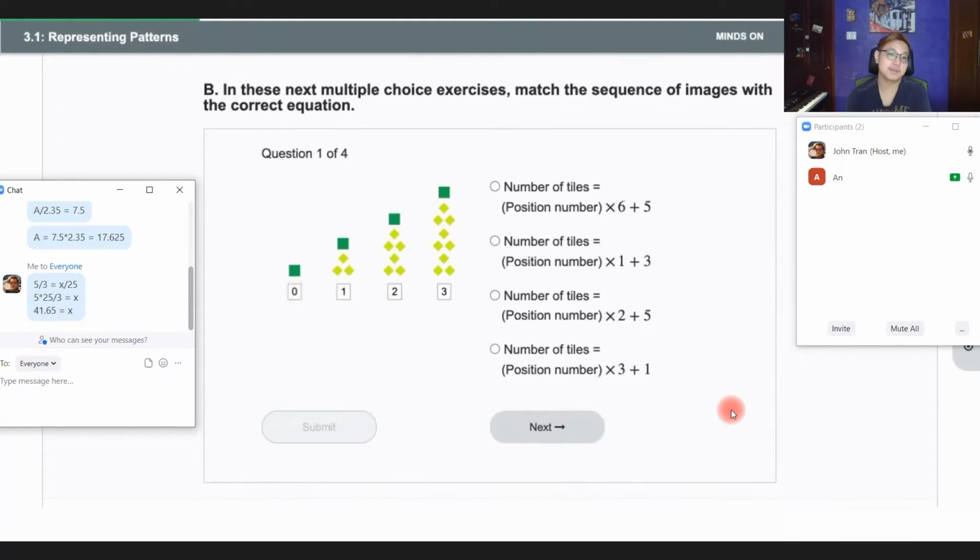Okay. Match the sequence of images with the correct equation. In this next multiple choice exercise, match the sequence of images with the correct equation. The first one is multiply by 3 plus 1. Because we start at 0, so 3 times 0 is 0, and then you plus 1, so you got 1 square. Then for position number 1, you multiply by 3 and you got 3 diamonds, and plus 1, and you got 1 square. So the first one is multiply by 3 plus 1.